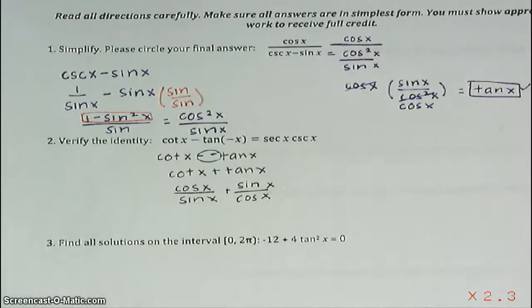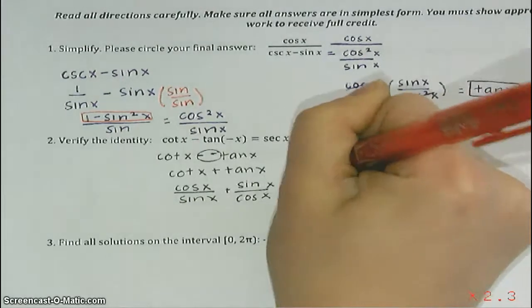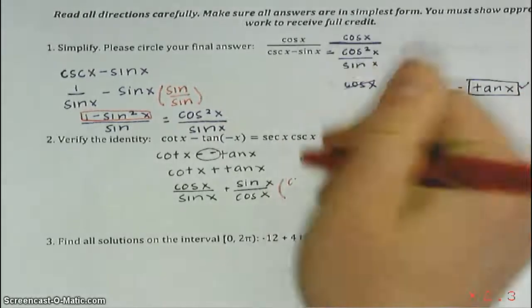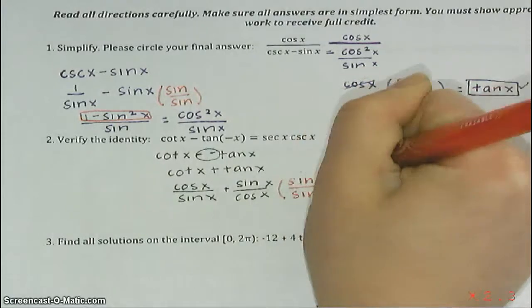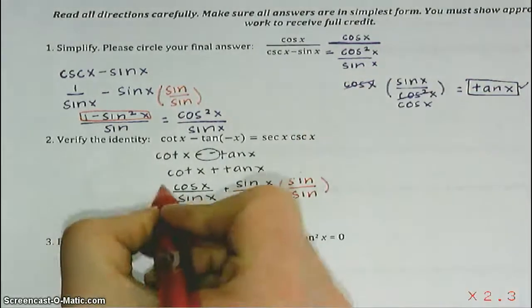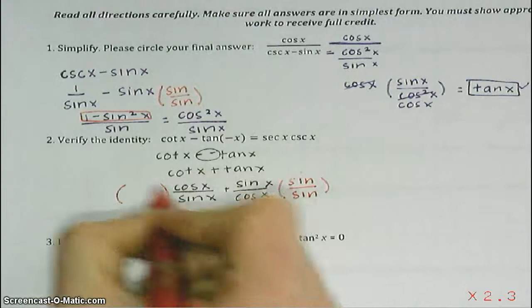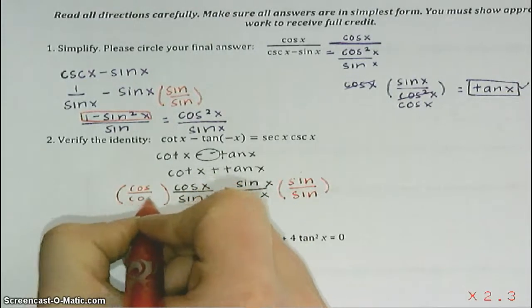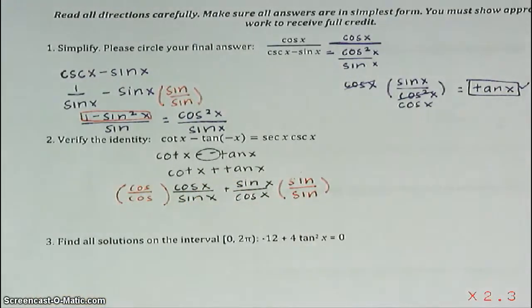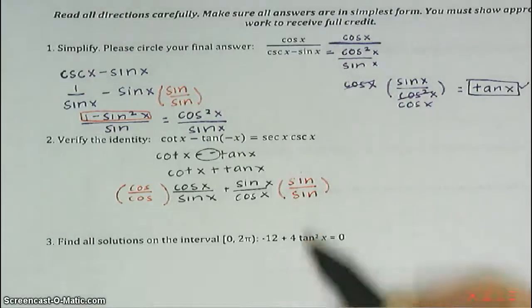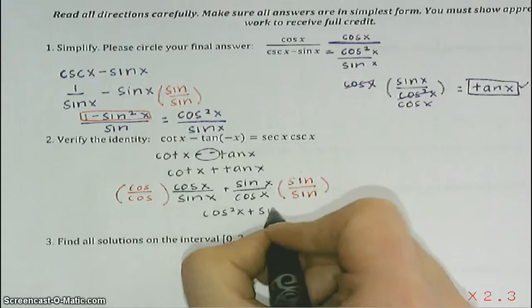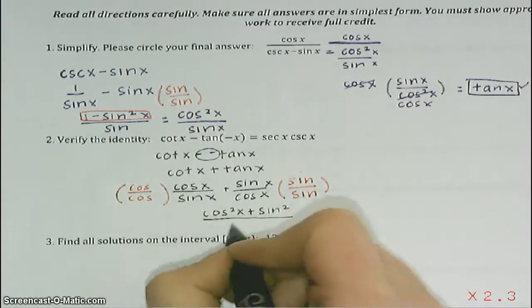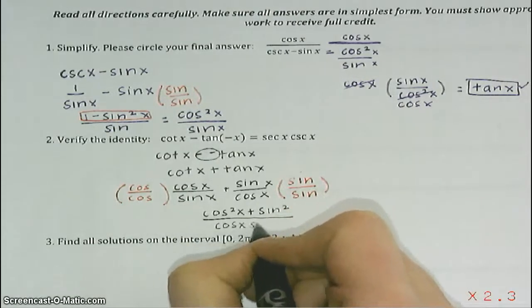Just like the last problem, we're going to use our skills of getting a common denominator. So I'm going to multiply this one by sine over sine. And then take this one and we're going to multiply by cosine over cosine. What will happen is that you're going to get cosine squared plus sine squared all over the common denominator of cosine sine.